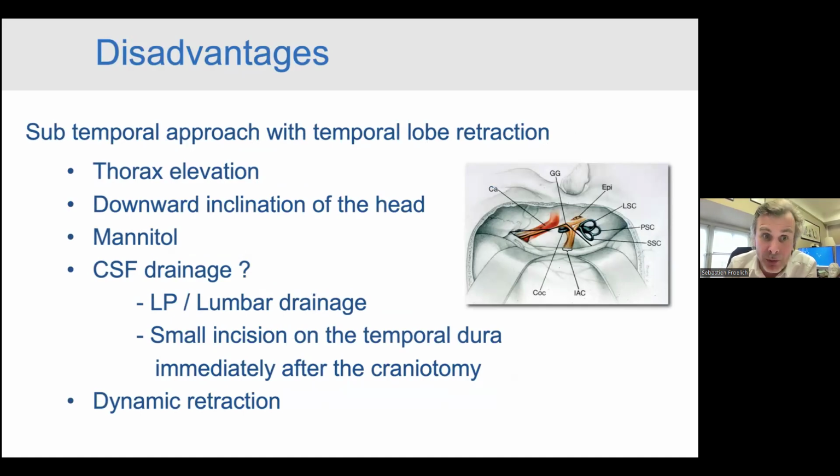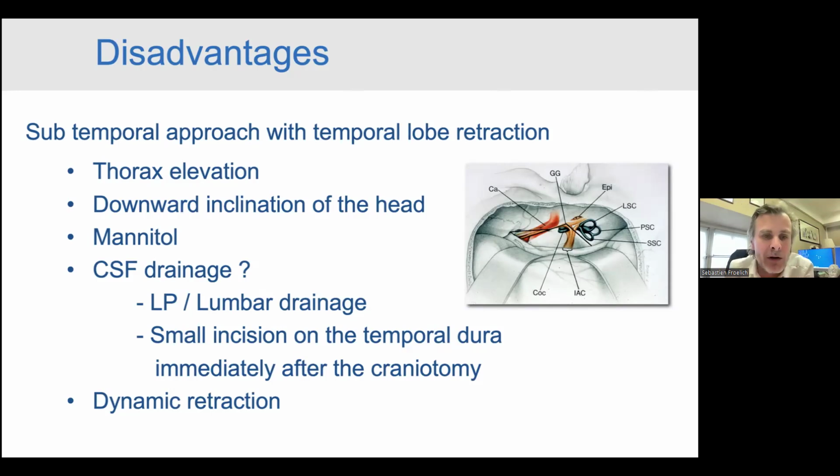Disadvantage, it's a subtemporal approach and you need temporal lobe retraction, which is sometimes an issue, and you can injure the temporal lobe if you are not careful enough. The most dangerous part in this approach is the management of the temporal lobe. So for this, I elevate the thorax, I do a downward inclination of the head. Once I have put my Mayfield like this, the temporal lobe falls a little bit.